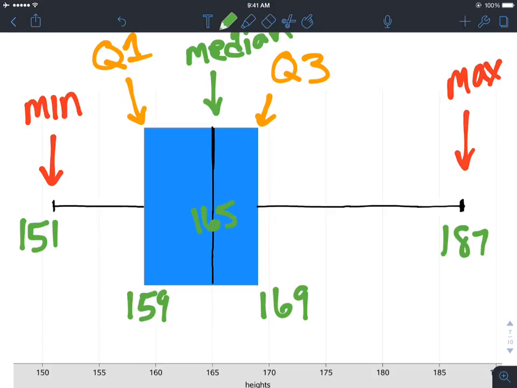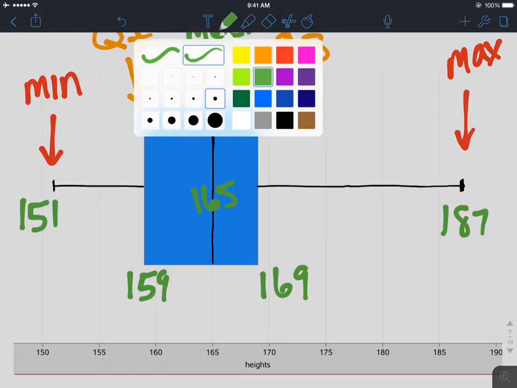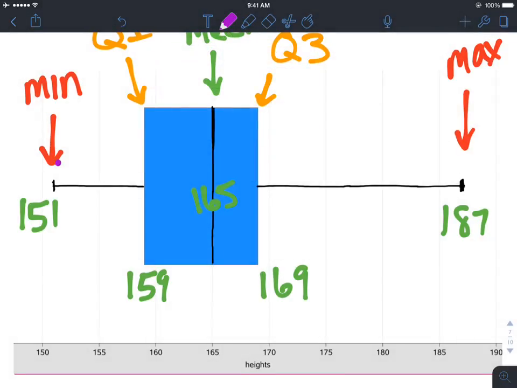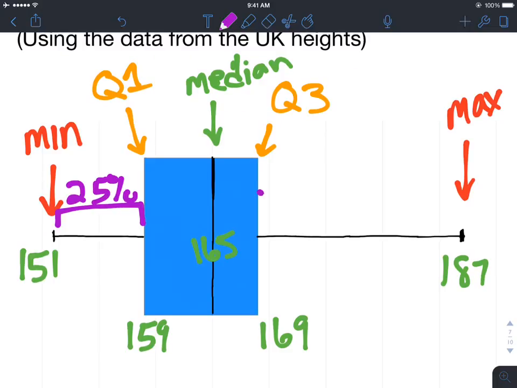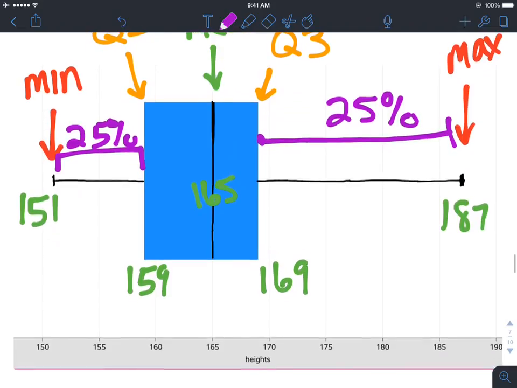So what you need to know about the box and whisker. Q1 means quartile 1. And if you think of quarters, they're worth 25 cents. So that means 25% of the data falls right here, in between the minimum and Q1. In between Q3 and the maximum, we'll think about having 3 quarters. So that's 75% to 100%. So 25% of the data falls in between Q3 and the maximum.